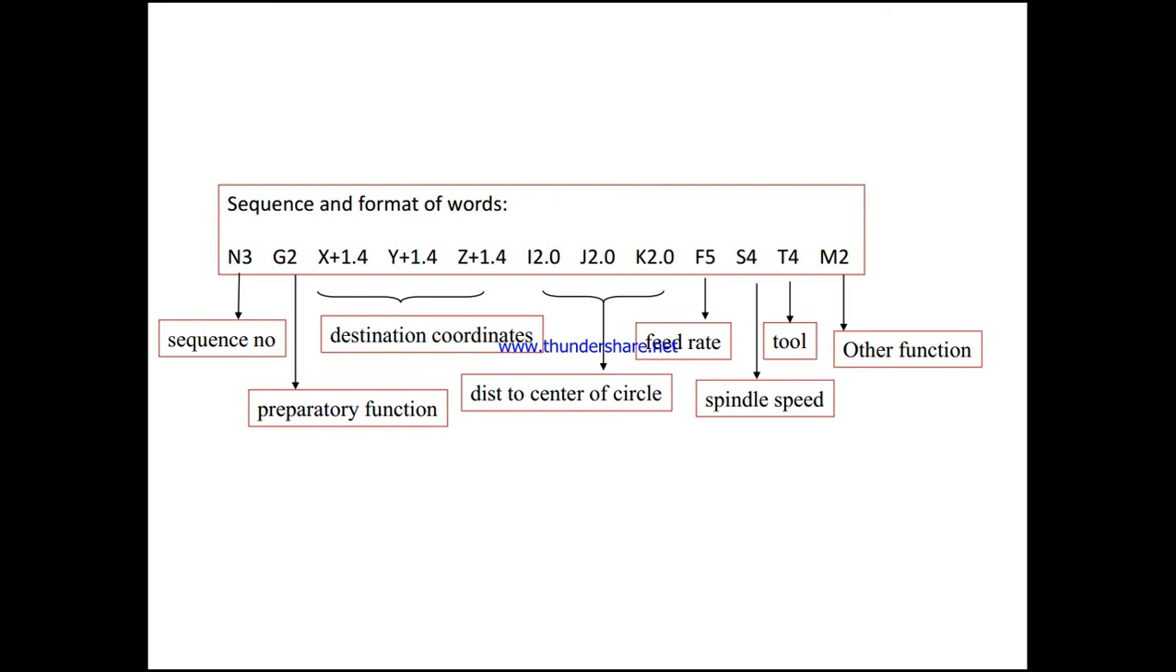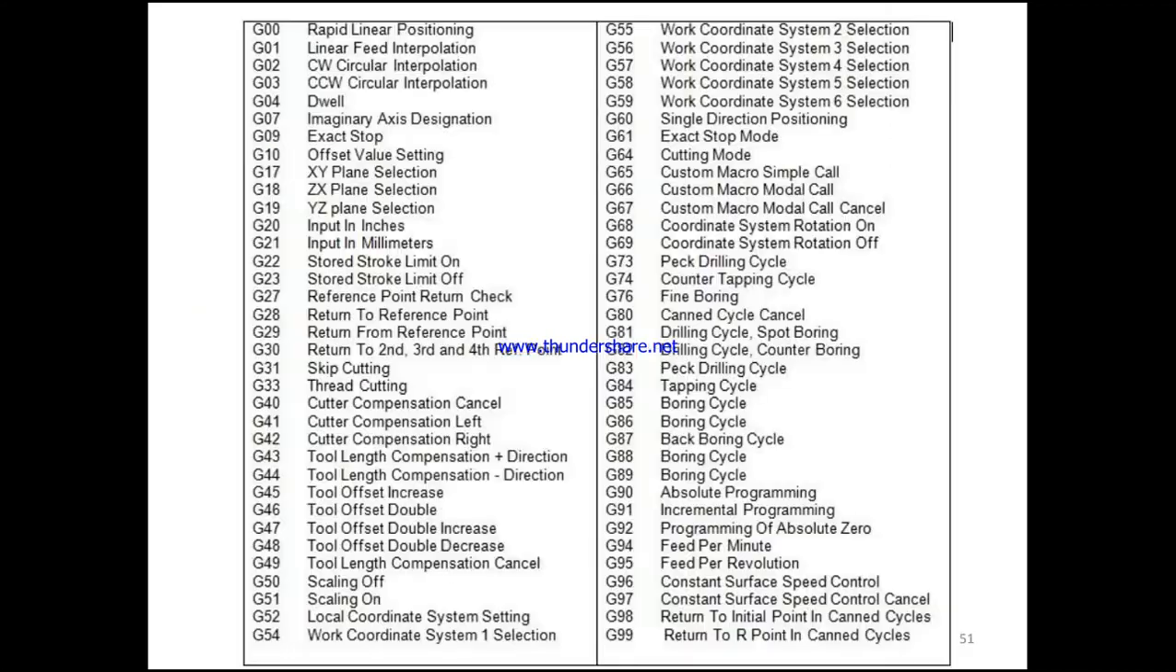So when we are going to have arc dimensioning or arc coordinates, we are having I2, J2, K2, nothing but the distance to the center of the circle here. F is the feed rate, S is the spindle speed. T is the tool change, with respect to the fourth tool. Spindle speed with respect to the fourth, feed rate with respect to the fifth, and M2, which is nothing but the miscellaneous functions which we are going to use. So this is the format that we should follow for CNC programming.